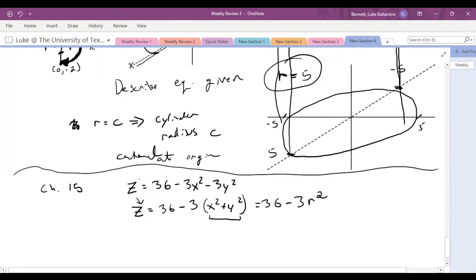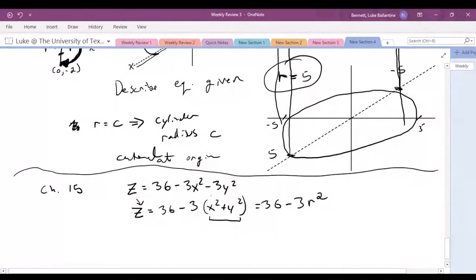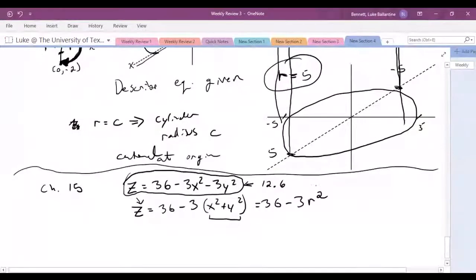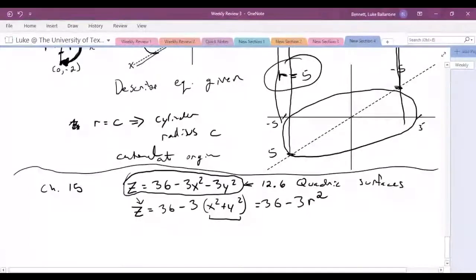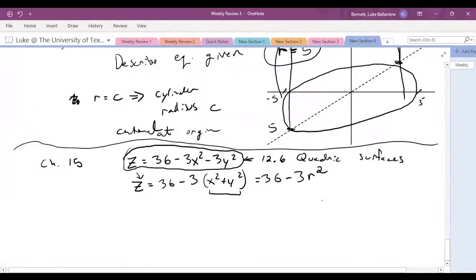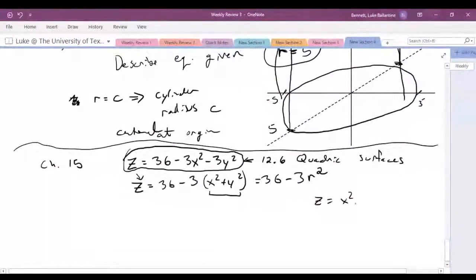So this equation right here, these types of things will come up in, I don't know if you guys have covered it yet, but I think it's in 12.6 in Stewart's calculus book, quadratic surfaces. So if we have something like z equals x squared plus y squared, this is just like the standard form of a paraboloid, a three-dimension parabola.